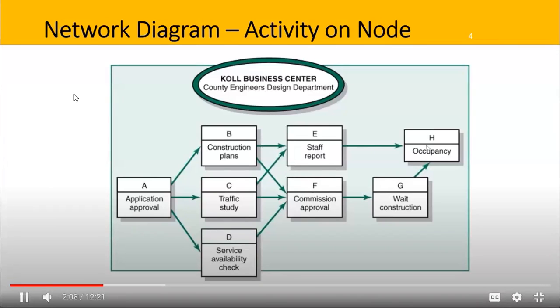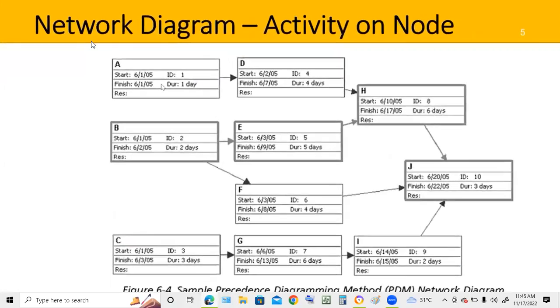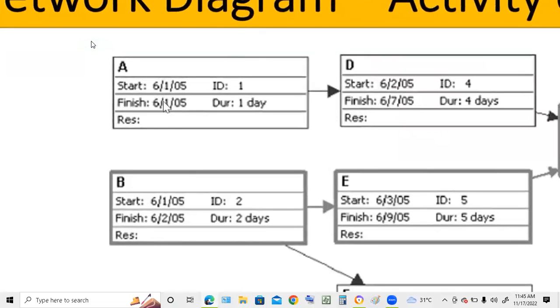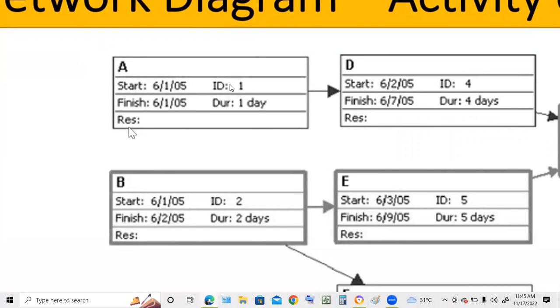Going through those different activities. Here's another example. This is similar to what would be outputted in Microsoft Project or a similar software. So the activity names are at the top: A, B, C, D, E, F, G, H, I, and J. There is a little bit more detail in these node boxes. They're giving us the start and finish dates, an ID number, and the duration, which is 1 day for this particular activity. If we wanted to, we might also list the resources required for this specific activity.